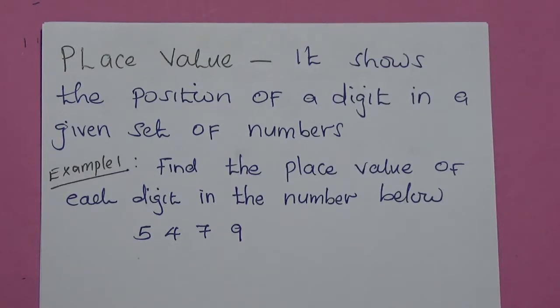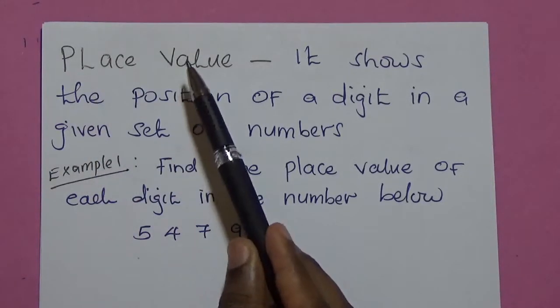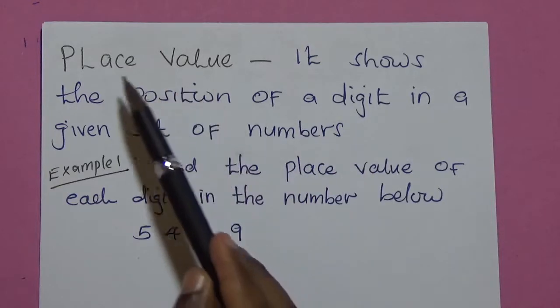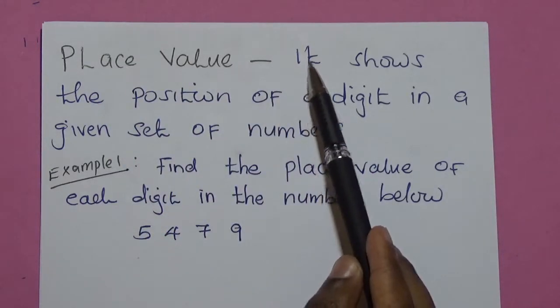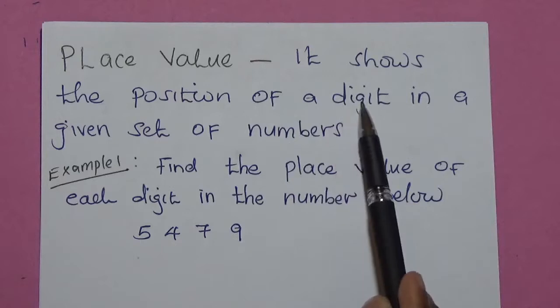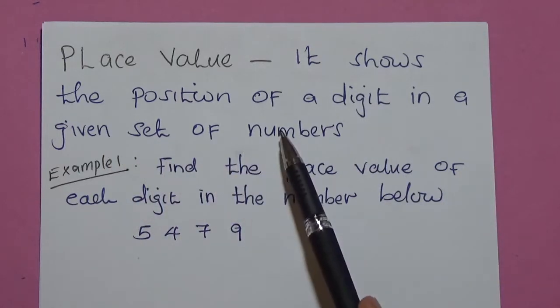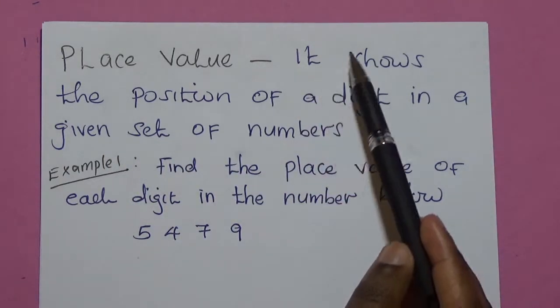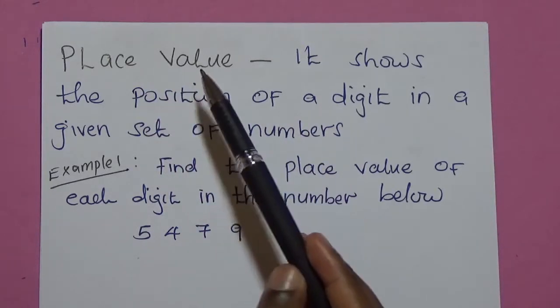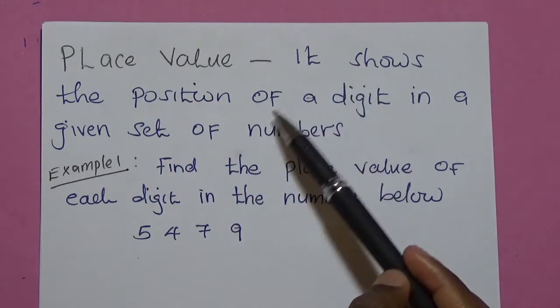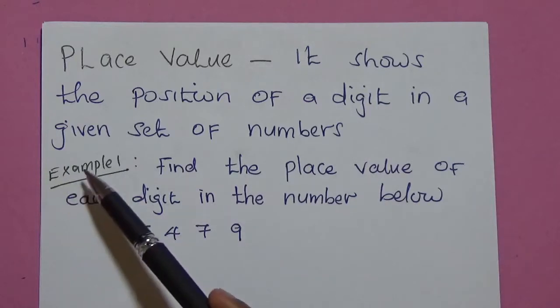In this lesson, we are going to learn about place value. We start by defining what is place value. It shows the position of a digit in a given set of numbers. So, that's the definition of a place value. But for us to understand this definition, let us look at an example.